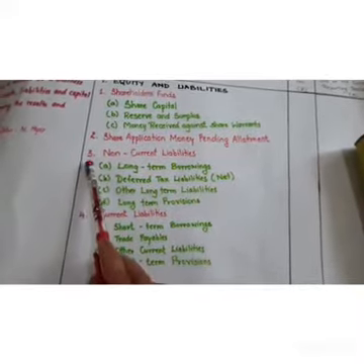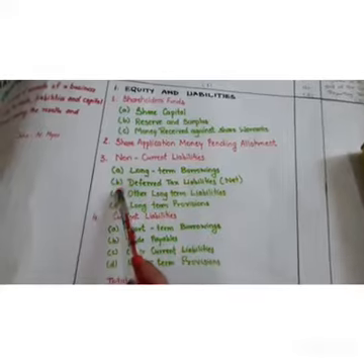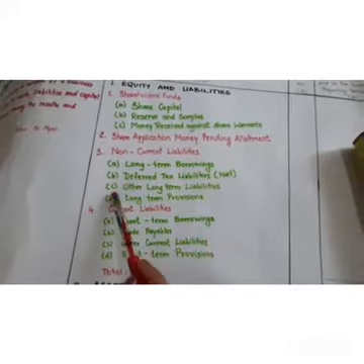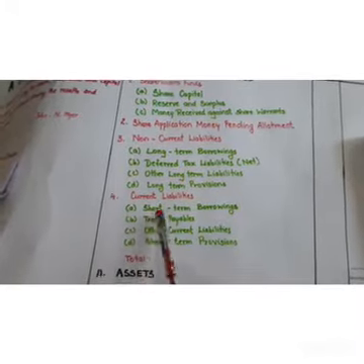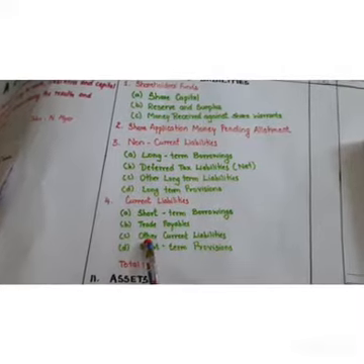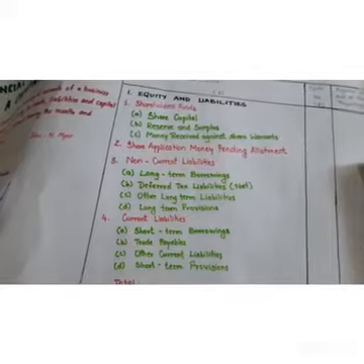Then if we are moving further, the third point, that is non-current liability, has subdivision: the first one is long-term borrowing, second one deferred tax liability, third one other long-term liability, and fourth one long-term provision. The fourth point, which is current liability, is again subdivided into 4: short-term borrowings, trade payables, other current liability, and short-term provision. So this is the sub-classification of equity and liability.